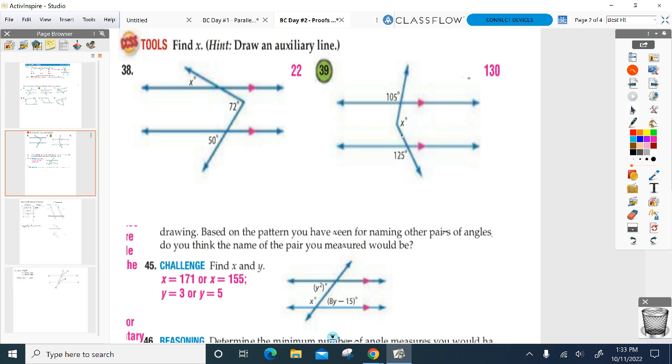Now that we just went over that problem in your notes and finished it, see what you can do with 39 in your group. See what you can do with 39. Draw it, yep, because there are no transversals in this diagram. So draw in your auxiliary line, same place we drew it in the notes, right in between the two parallel lines.